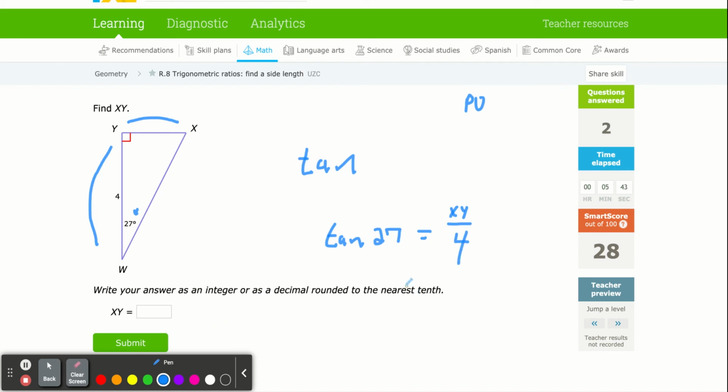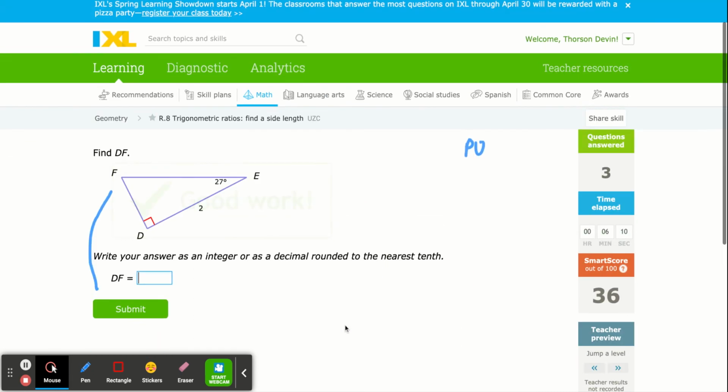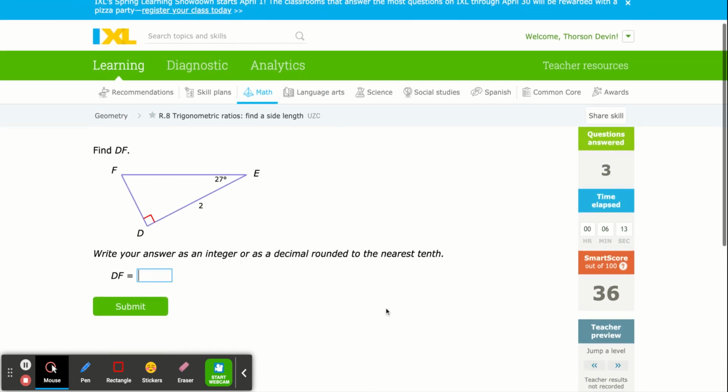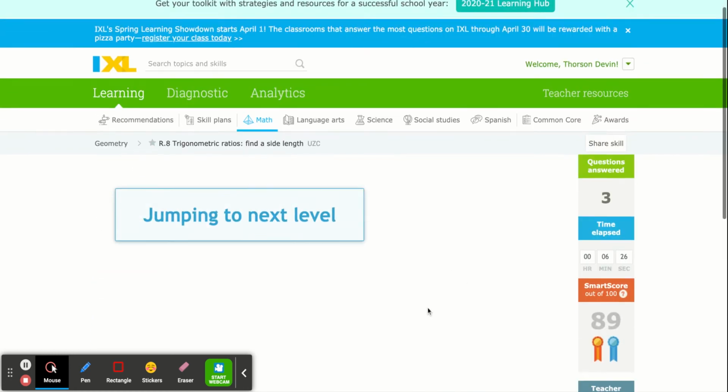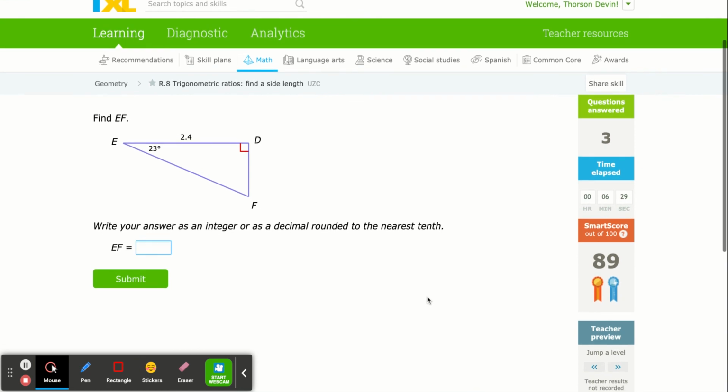So now I just grab my calculator, take the tangent of 27, which is 0.5095, then I times it by 4, and I get a side length of 2. If I round to the nearest tenth, it's 2.03, so 2.0 or just 2. So again, we're using simple ratios. This ratio, I'm looking for DF, so again, I'm going to use the tangent of 27 equals this opposite unknown side over 2. Solve it just like we did the last one. Very similar in nature. Now they're throwing in some decimals, so I'll do this one as a last one.